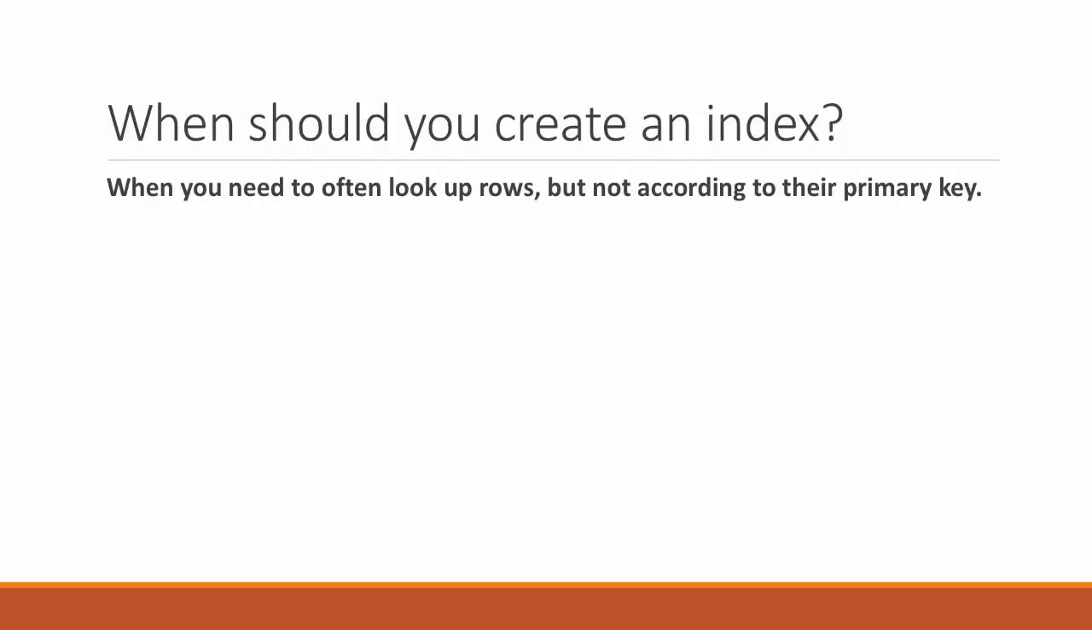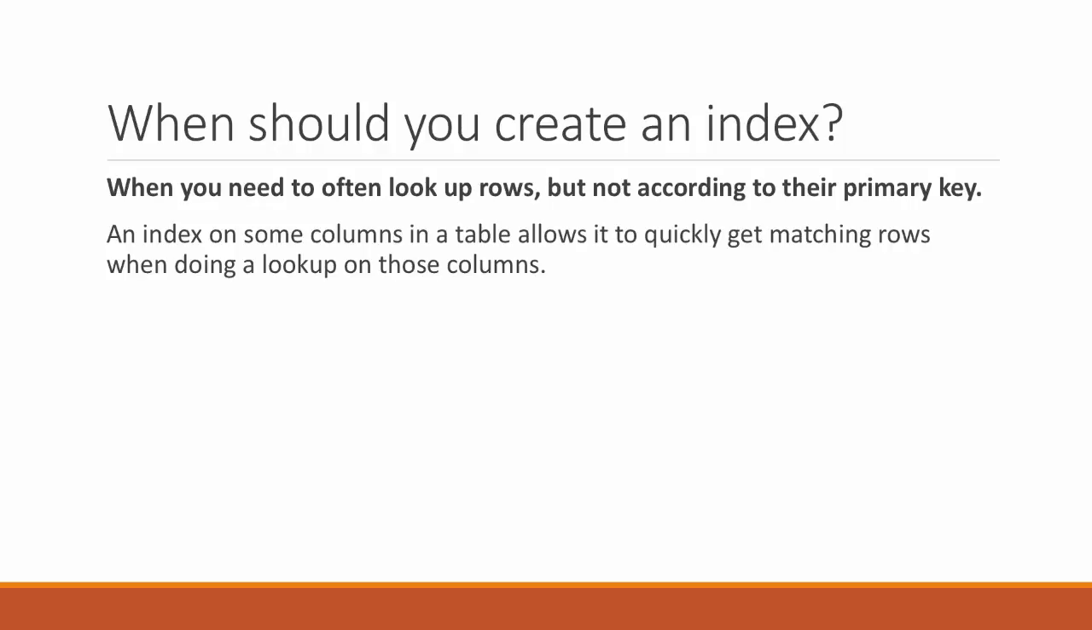But if you need to look up a table by the student's name and it's not sorted by name, then it's a lot more expensive. So an index allows you to quickly get matching rows when you're doing a lookup on particular columns. And so that might sound really great. Why don't I make indices for every column so that all of my queries can be super fast?